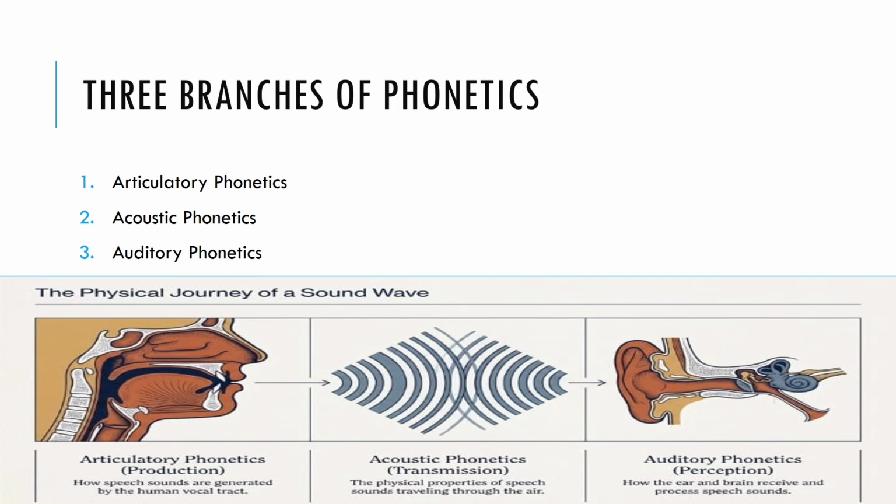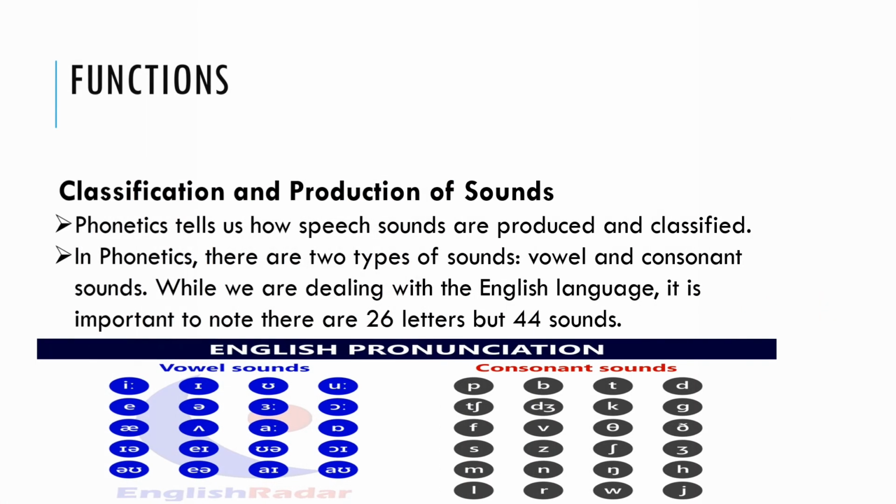Now we'll move towards the functions. Firstly, phonetics tells us how speech sounds can be classified. It can be classified into consonants and vowel sounds. So, vowel sounds are those which are produced without any obstruction in our vocal tract, and consonants are those which are produced with some sort of obstruction in our vocal tract. Right? So, in the English language, there are 26 letters and 44 sounds. That's why English spelling and pronunciation are often different. So one letter may have different sounds.